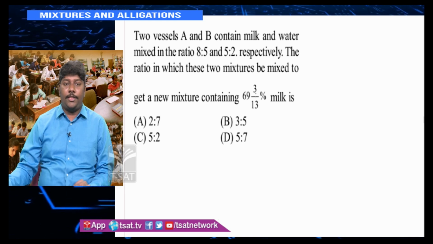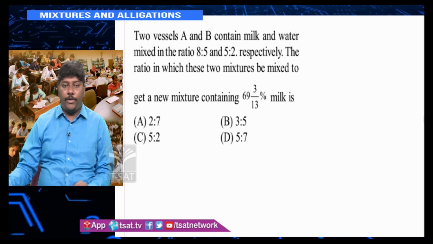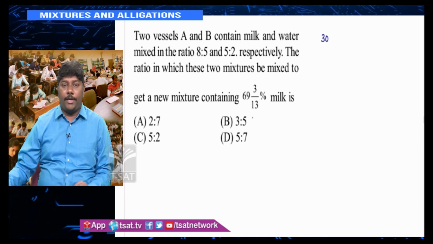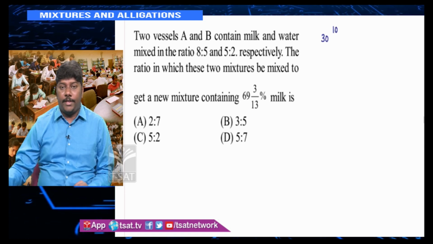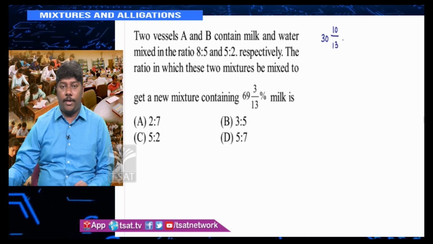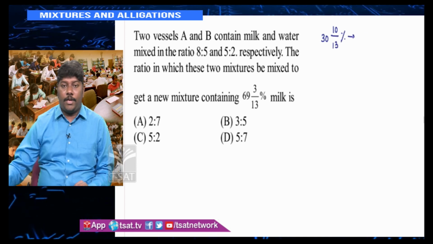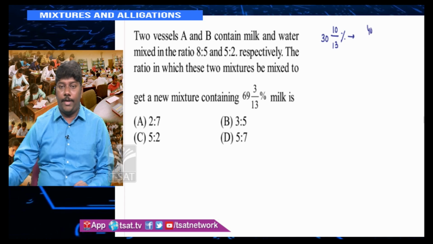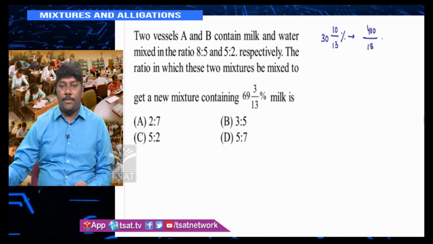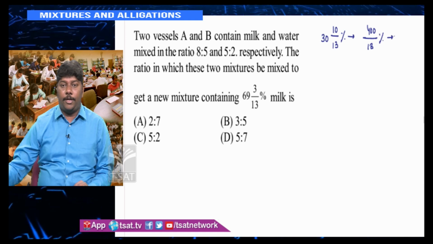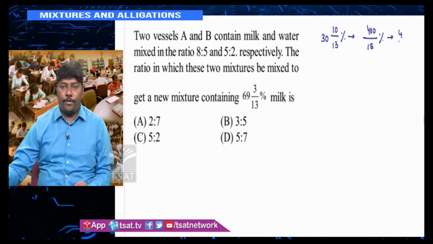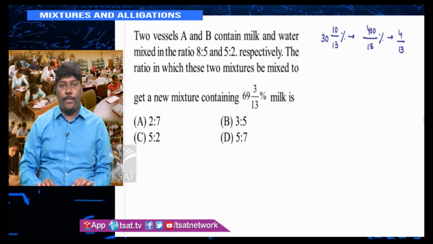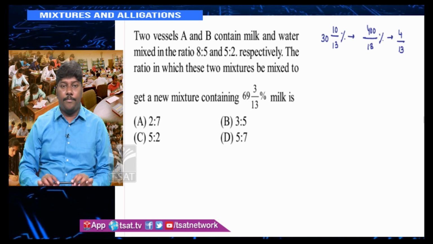So, how much is water? If milk is 69 3/13, subtract this from 100, you will get 30 and 10/13. 10/13, this is the percentage of water we are going to get. Convert it into an improper fraction, that is 400/13 as a percentage. As a percentage it is 400/13, but as a fraction it becomes 4/13. So, how much water is there in this? 4/13 parts of water is there in the mixture.